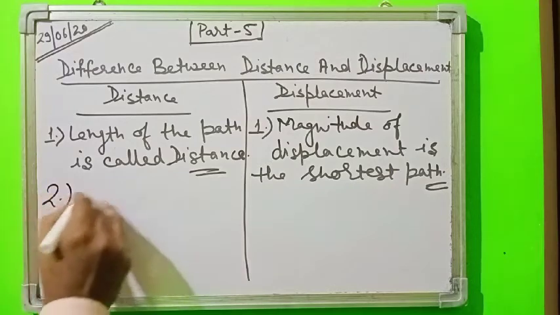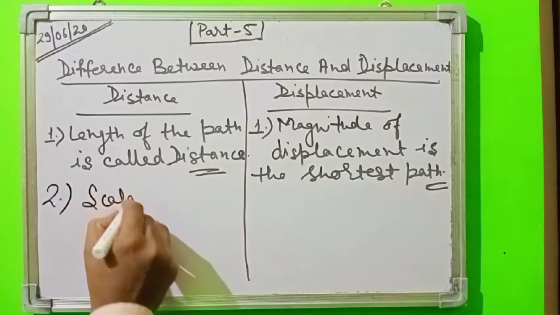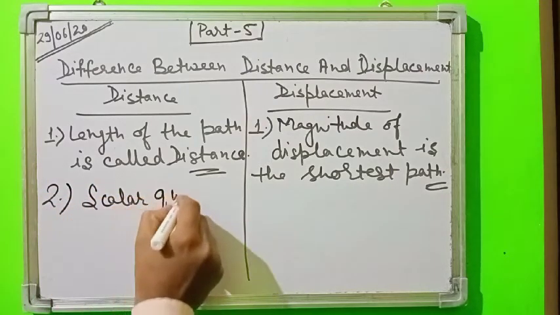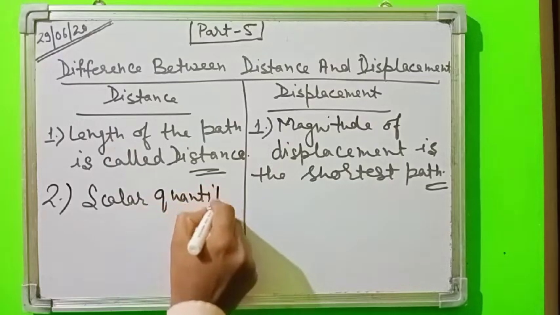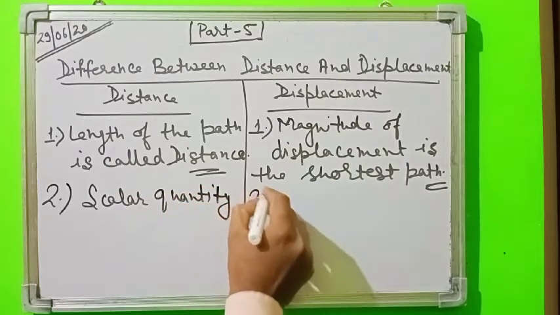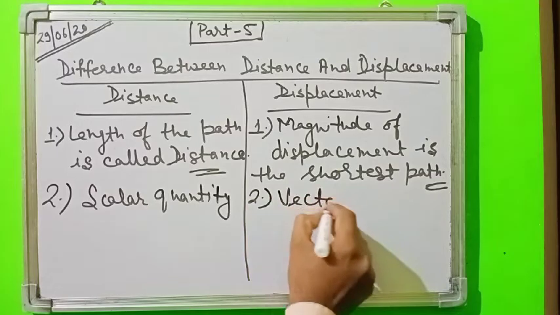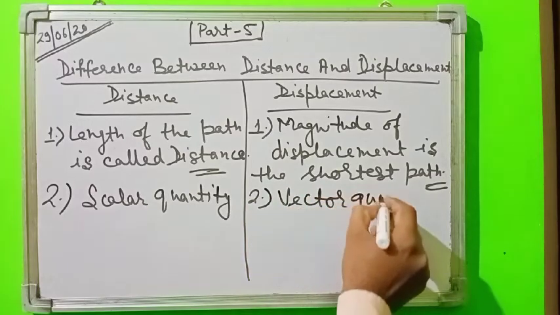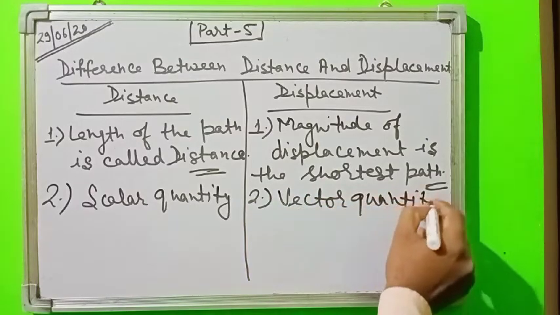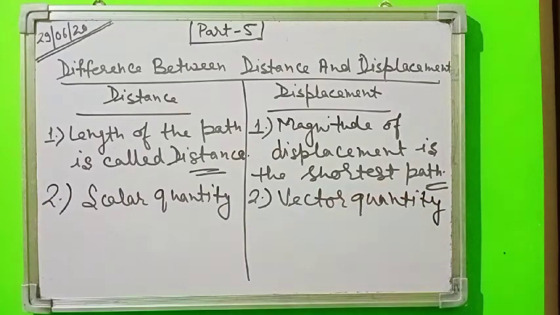Distance is a scalar quantity, and displacement is a vector quantity. Displacement has direction, and distance has only magnitude but no direction.